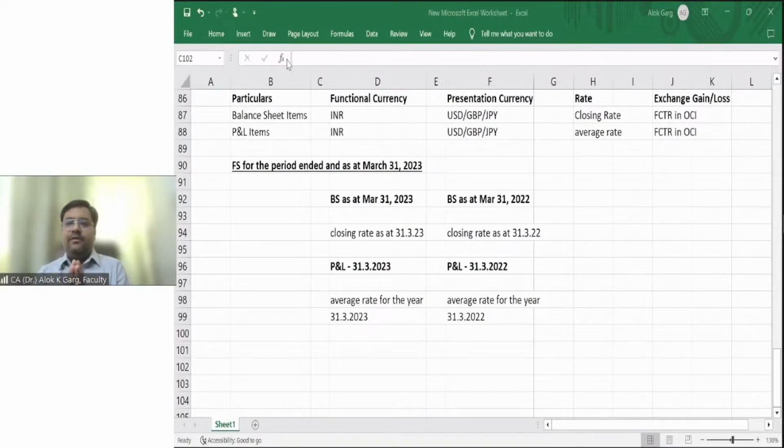That was the translation of an entity's financial statement from functional currency to presentation currency, and you would have understood why. Now the third concept, translation of foreign operations. When I'm talking about foreign operations, I'm talking about the subsidiary, associate, and joint venture. Is that clear?